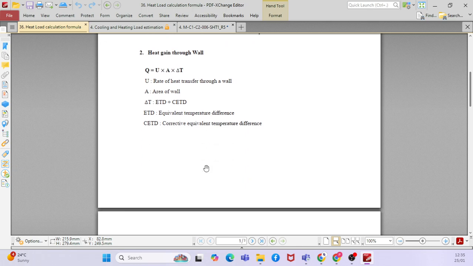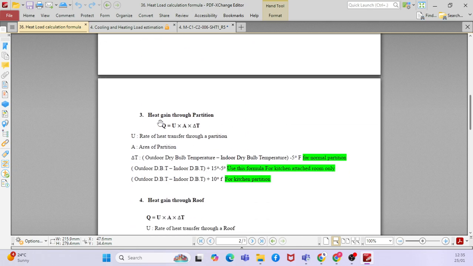Okay, then you can see the heat gain through the partition. The same formula, Q equal to UA delta T, where U is the rate of heat transfer through the partition, and A is the area of the partition. Then the temperature difference is the outside temperature minus indoor temperature, minus 5 degrees Celsius for a normal partition. Because when you talk about inside, it is not the same as the outside temperature, right? So you will subtract 5 degrees Celsius.